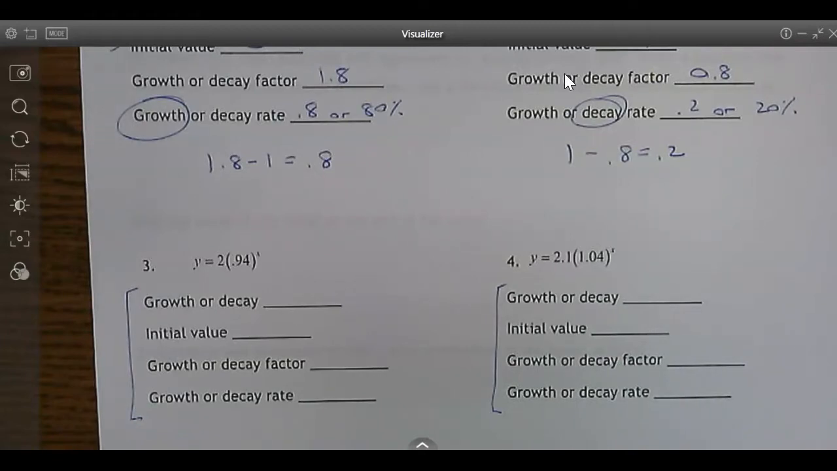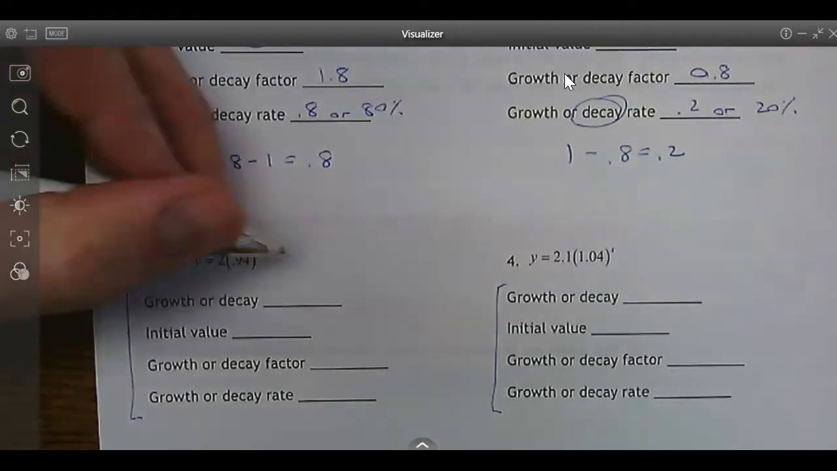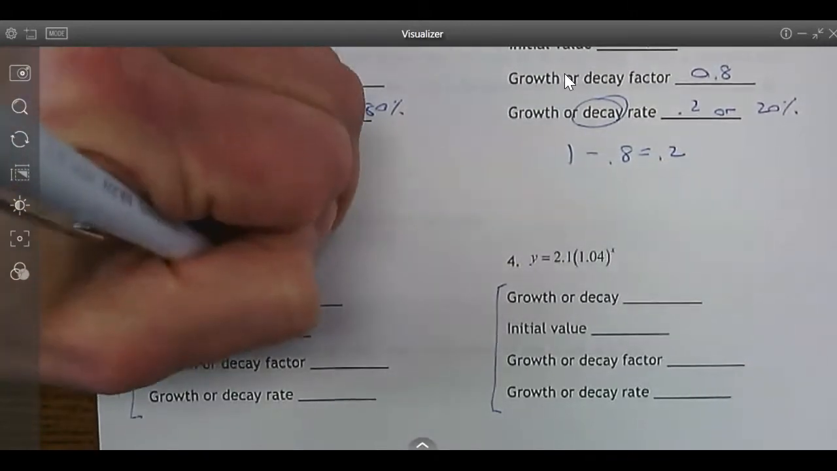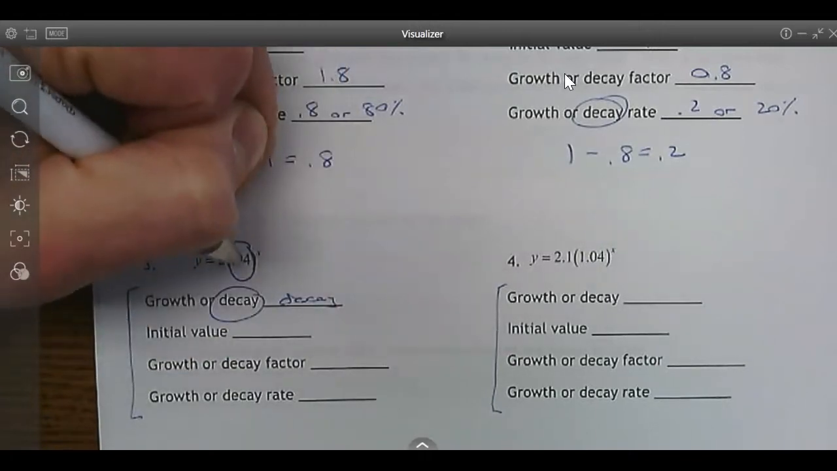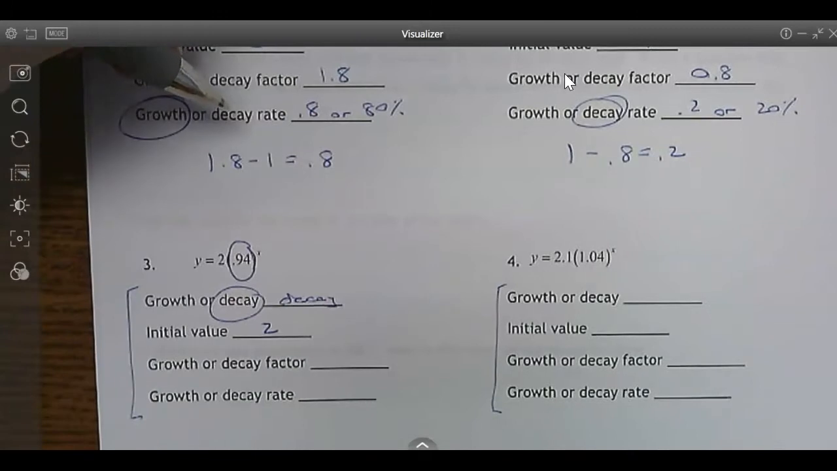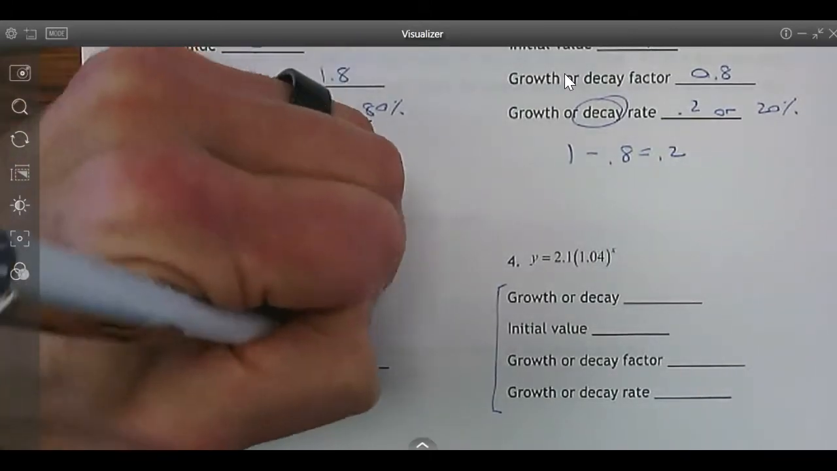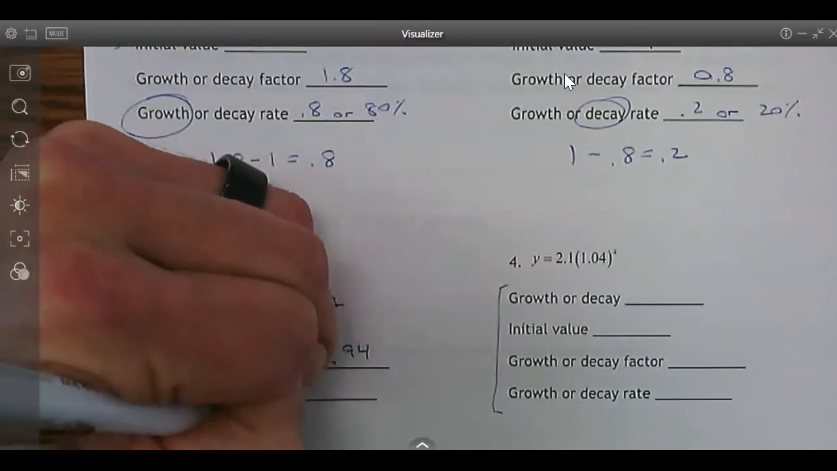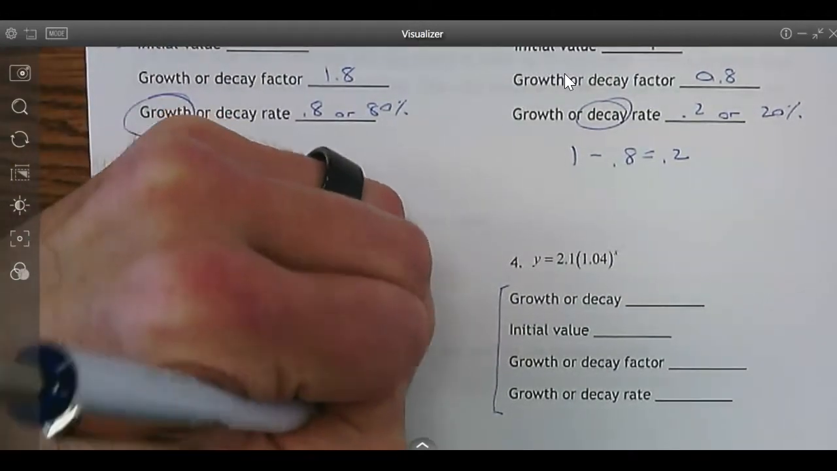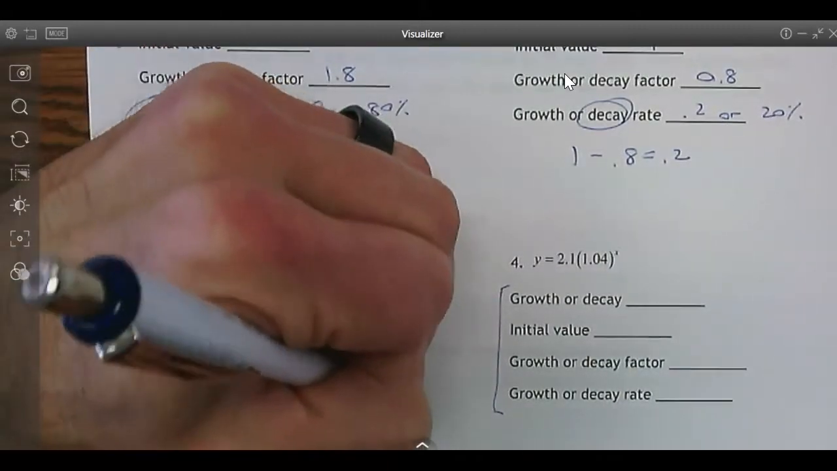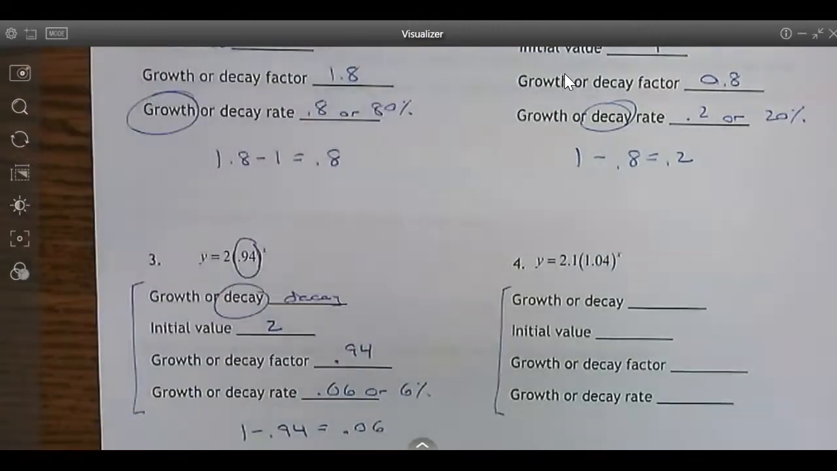Okay, looking at question 3 and 4 now that you've done those. Question 3, this is going to be decay because that rate is less than 1 but greater than 0. The initial value is 2. The decay factor is 0.94. And the decay rate, 1 minus 0.94, is 0.06. So we're decaying at a rate of 6%, or 0.06.